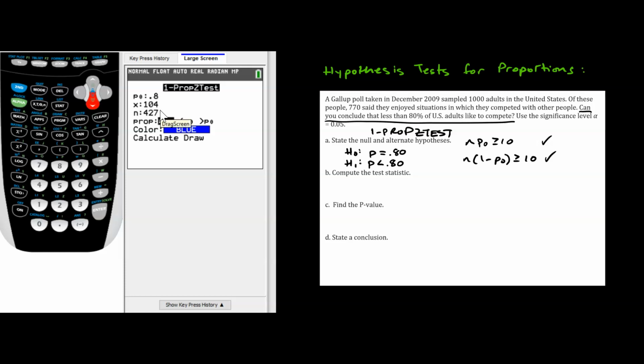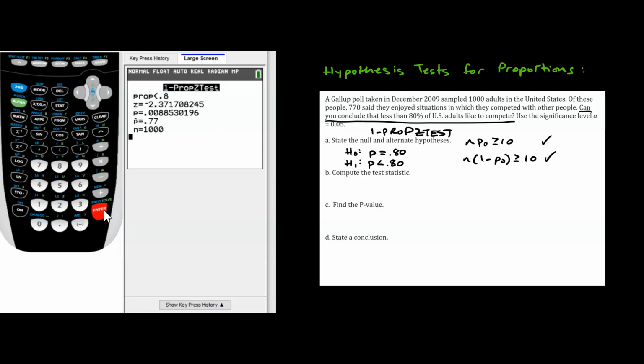And so in this problem, we saw that 770 people in the survey said that they liked to compete, or they enjoyed situations in which they were competing with other people. So my x is going to be 770, and my sample size n is going to be 1,000. We sampled 1,000 adults. But make sure that we select the correct alternate hypothesis. And so I'm going to go to the middle one, press Enter, and then I'm going to calculate.